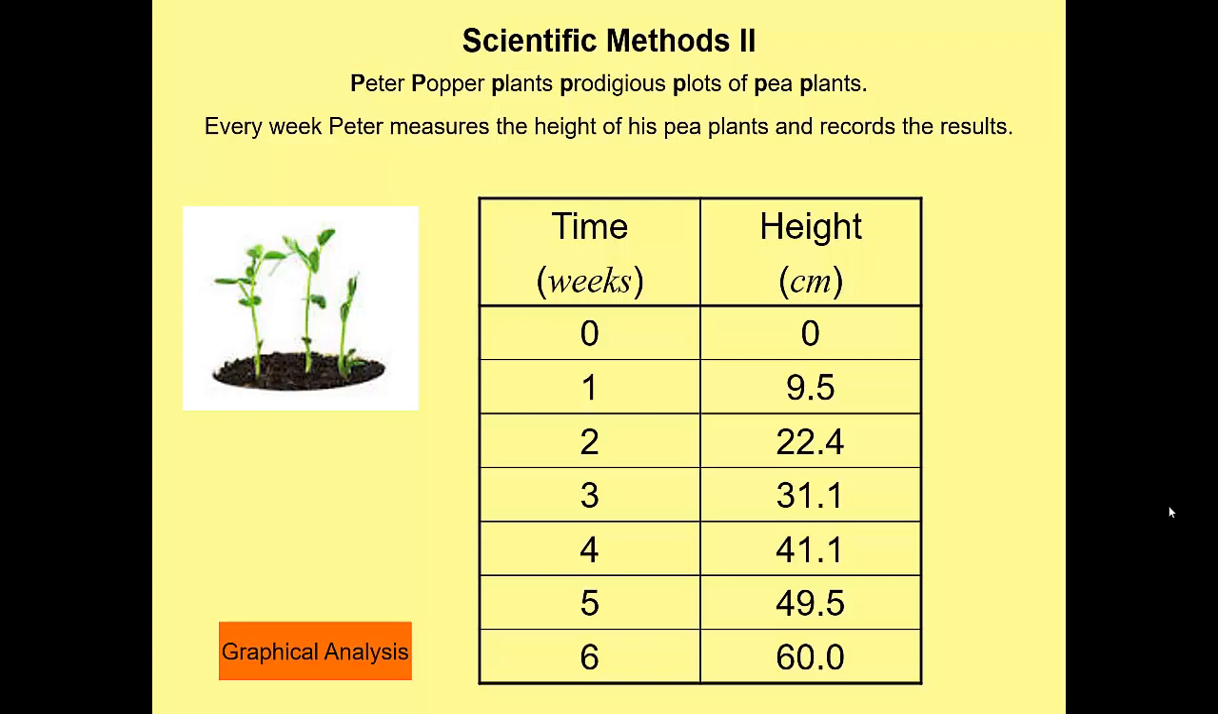So here's the example I used in Scientific Methods 1. Peter Popper plants prodigious plots of pea plants. And here's the data that he measured. Every week he took a measurement, and these were the different heights. So now I'm going to open a program called Graphical Analysis and show you how to use it.